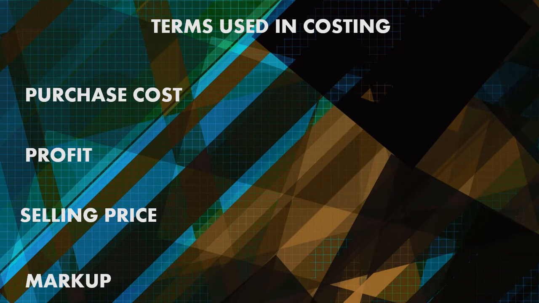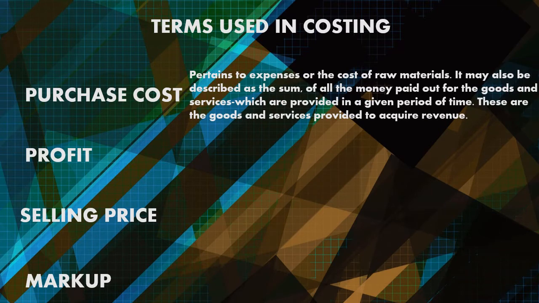For the purchase cost, generally, it is the net price plus other costs needed to purchase the item and get it to the point of use. These other costs include the item's purchasing costs, transportation, preparation, and installation costs. So obviously, it pertains to the expenses or the cost of raw materials. It may also be described as the sum of all the money paid out of the goods and services which are provided in a given period of time. These are the goods and services provided to acquire revenue.